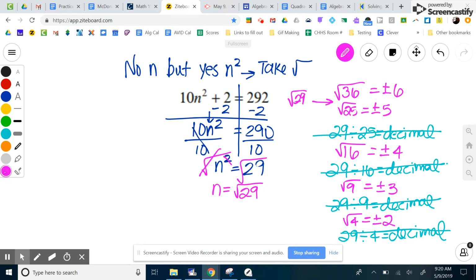So that means that this is the final answer. You can't simplify any further, so my answer is positive or negative square root of 29. So n equals positive or negative square root of 29.